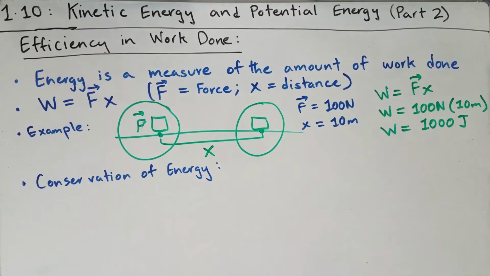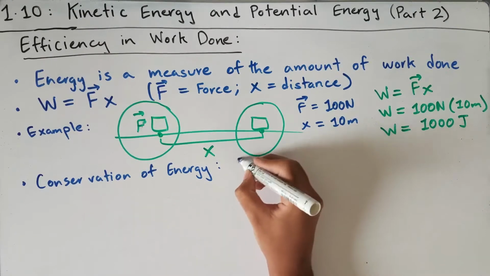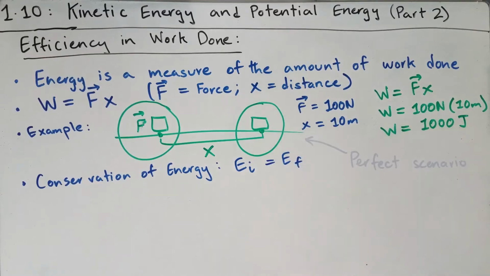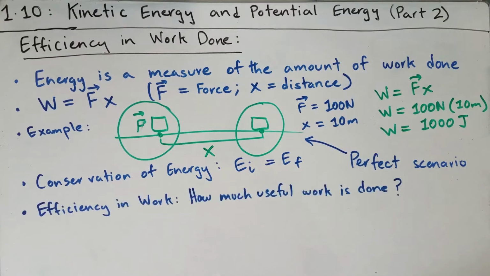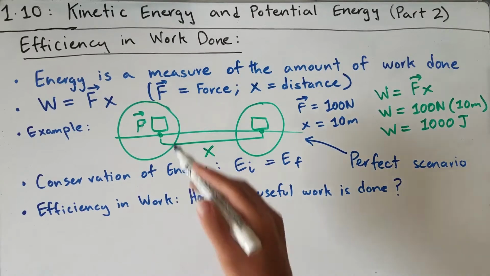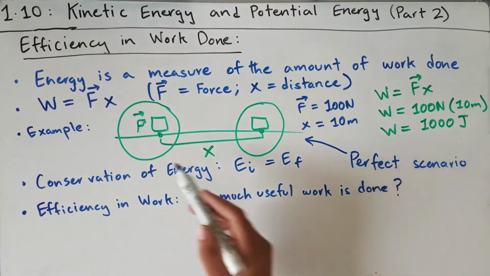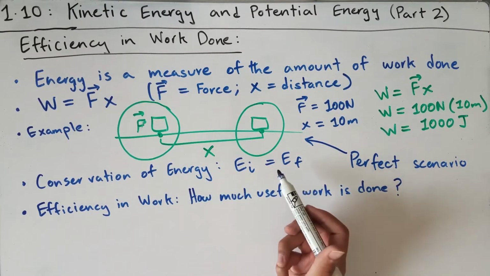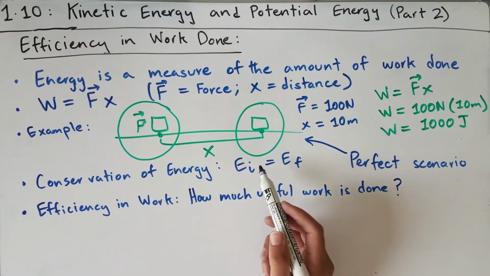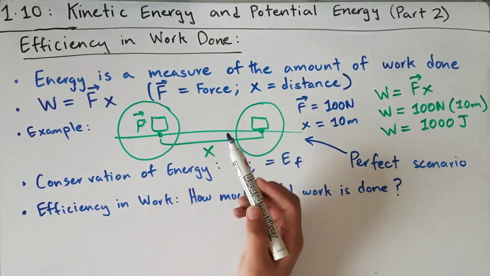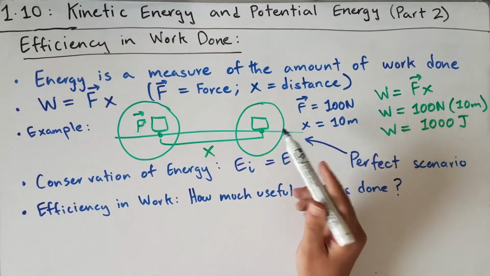So the law of conservation of energy tells us that in the initial state, the energy would equal the final state. Now let's talk about efficiency. Efficiency in work is defined as the amount of useful work that is done. If we come back to the scenario that we looked at, we know that this is a perfect scenario, meaning that there's no friction and no energy is dissipated to the surroundings. In this case, all of the energy that we used to push that box had been transferred to kinetic energy to push that box all the way here.